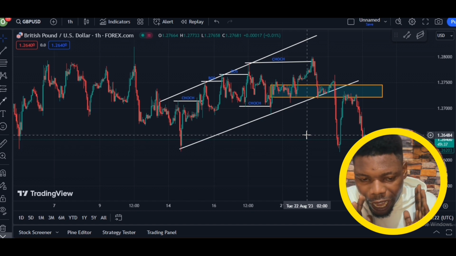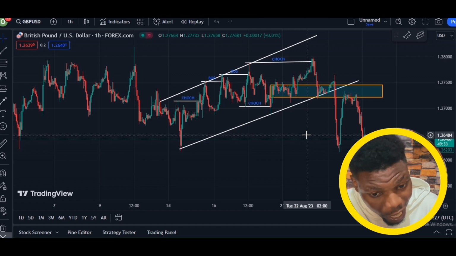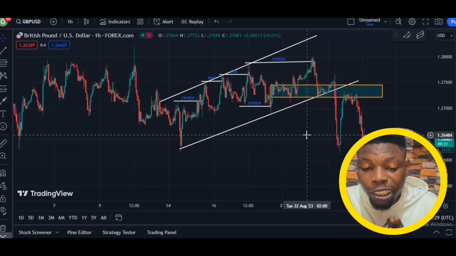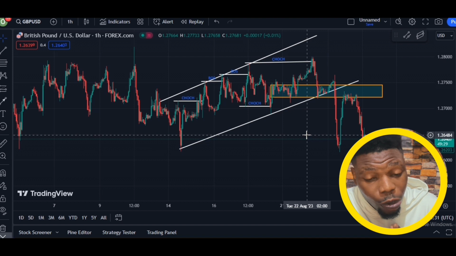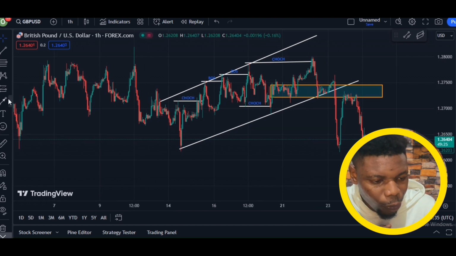So I'm going to give you a strategy that works 80% of the time. When you see a flag, and you use this TP and stop loss, you have an 80% win rate. What is the TP and stop loss level? Let me show you guys right now.